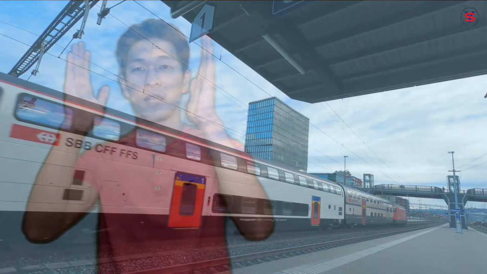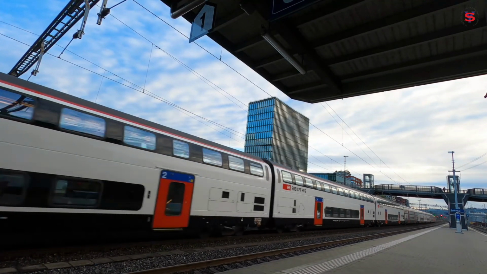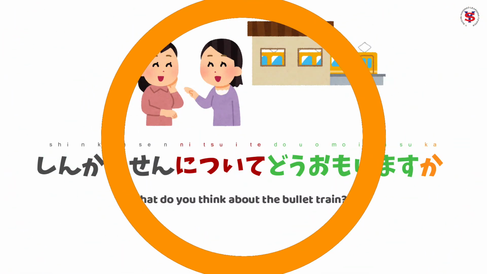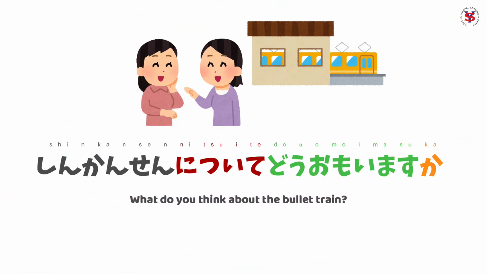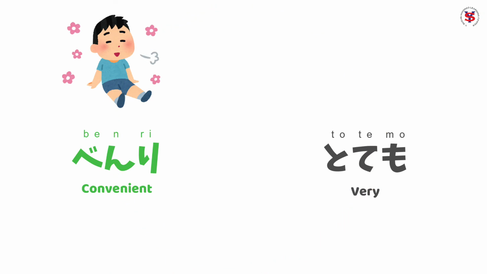Alright, for our next example, now imagine you are at a train station and your friend asks your opinion about the bullet train. So he asks, 新幹線についてどう思いますか? Well, in my opinion, I think the bullet train or Shinkansen is very, very convenient. Now let's try to say that in Japanese. So, convenient in Japanese is benri and very is totemo.